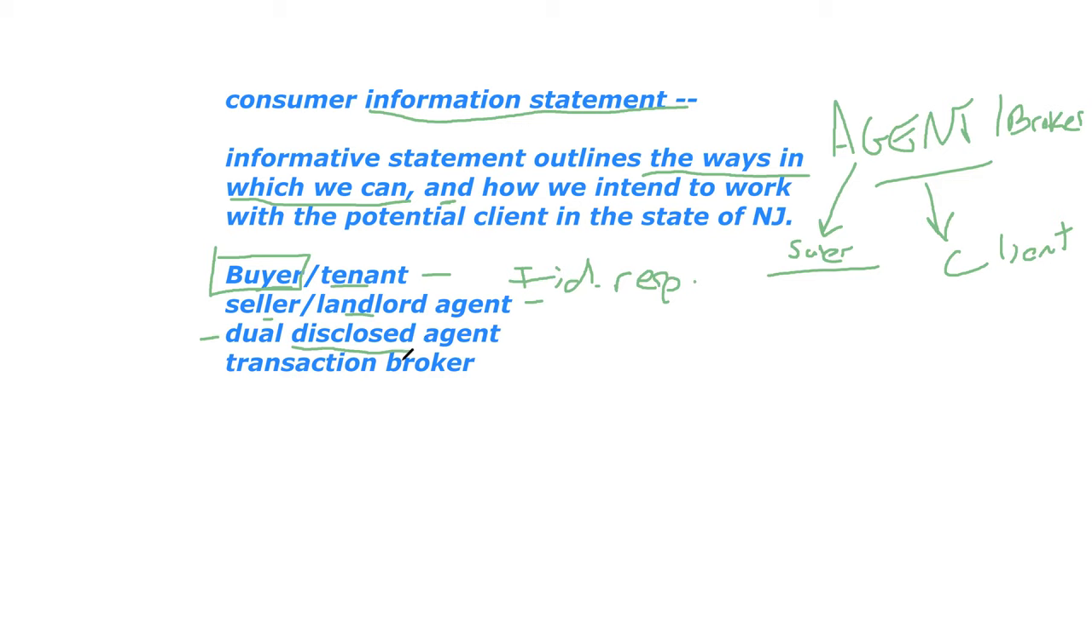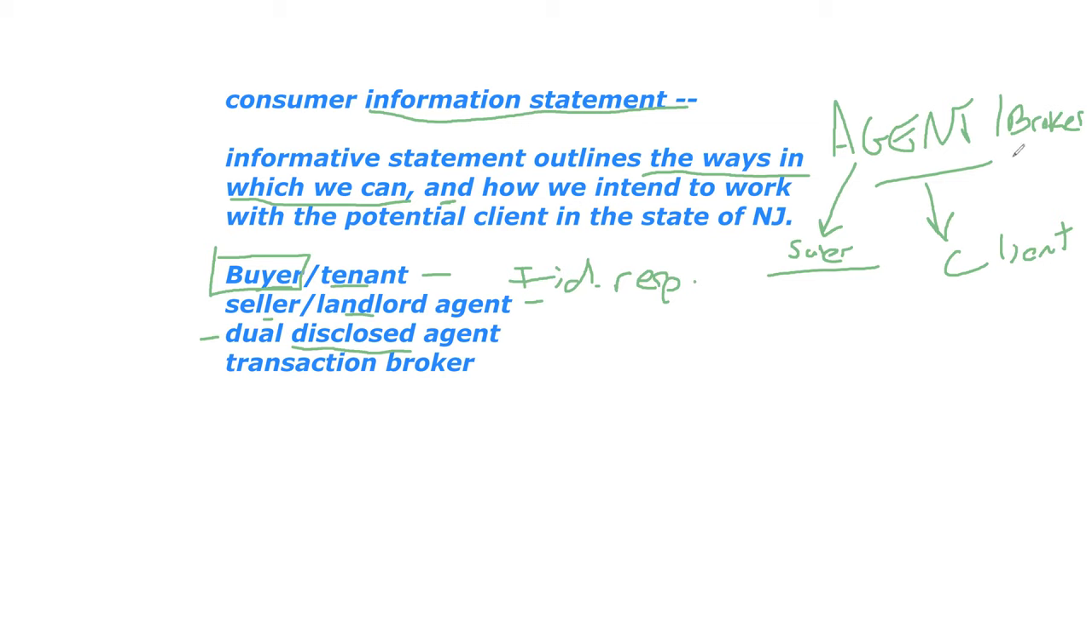So, dual disclosed agents must be disclosed, okay? And they represent both the buyer and seller in a transaction. Let's say, I'm going to pick on Katie a little bit. Me and Katie work for the same broker, Broker Bob, okay? Katie has a listing. I have a buyer. We are now technically dual disclosed agents. If my buyer goes, oh my gosh, I really like Katie's listing, okay?